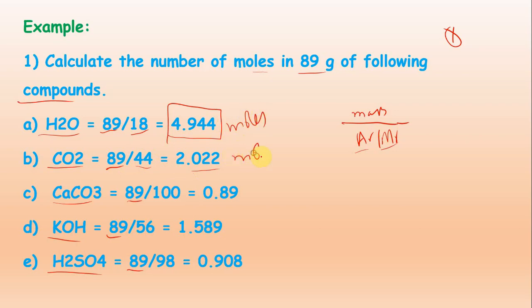You will write as you have calculated the number of moles of CO2. Then calcium carbonate, 89 divided by 100, is the relative molecular mass of calcium carbonate, so the answer will be 0.89 moles of CO2, CaCO3. Potassium hydroxide, 89 divided by 56, is the relative molecular mass, and the answer will be 1.589 moles.